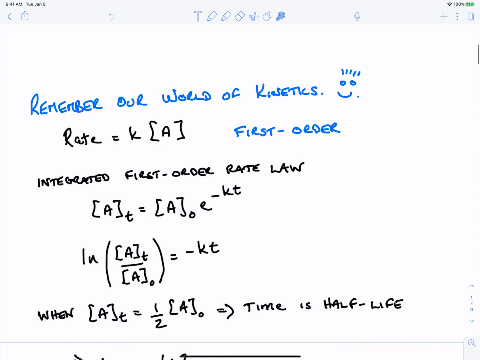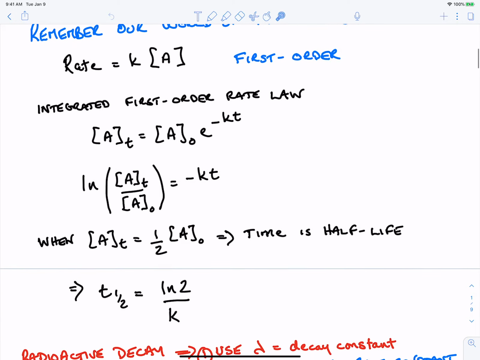We also said that when the concentration at time t was one half that of the initial concentration, the time was known as the half-life. And in radioactivity, it's exactly the same thing. Here this was called half-life, which was natural log of 2 divided by k. Where did this come from? We used this expression here. We plugged in this value of A at t as one half of A0, and that gave us the natural log of 2 equals minus kt.